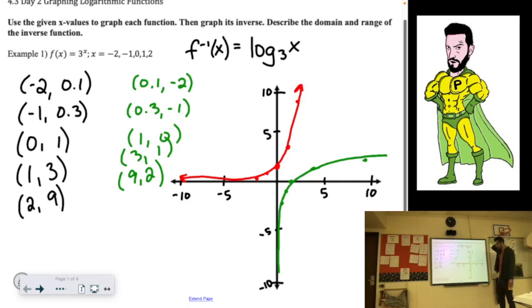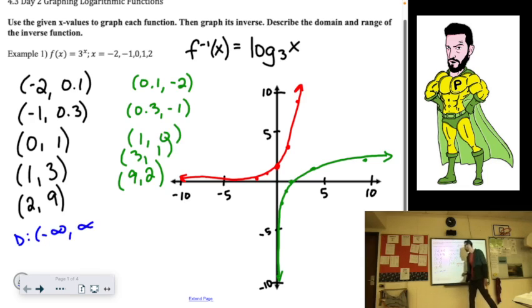Now, if we were to tie in domain and range here, the domain of the original one would never hit 0, but also left and right, there'd be no limit. So the domain on the original would be all real numbers. And remember, when you're graphing inverse graphs, the domain of one becomes the range of the other. So the range of our inverse graph would be all real numbers.